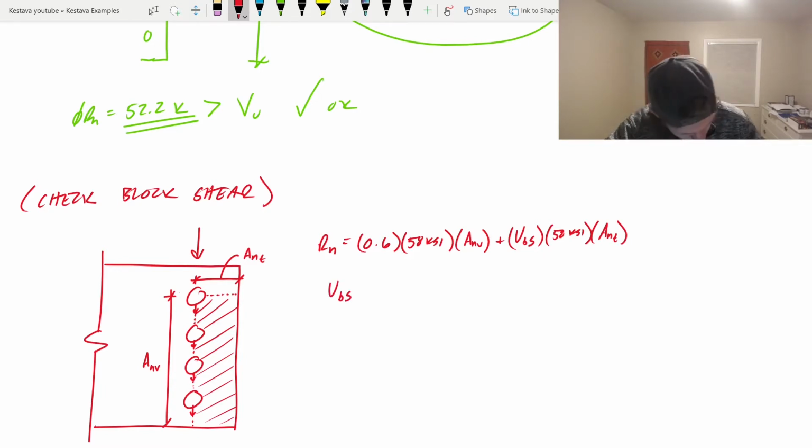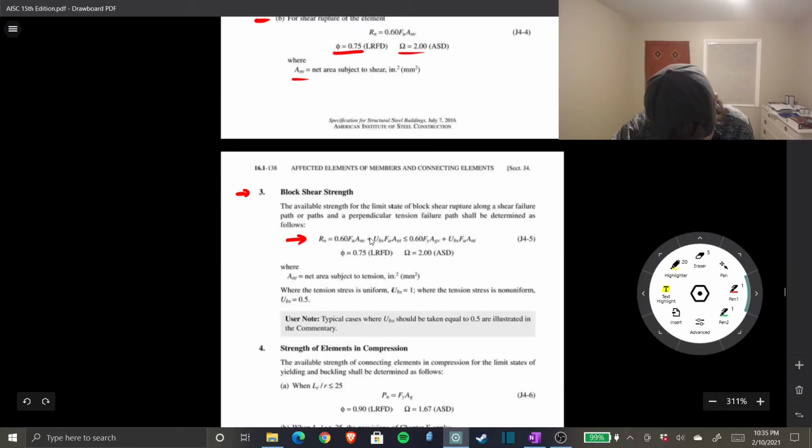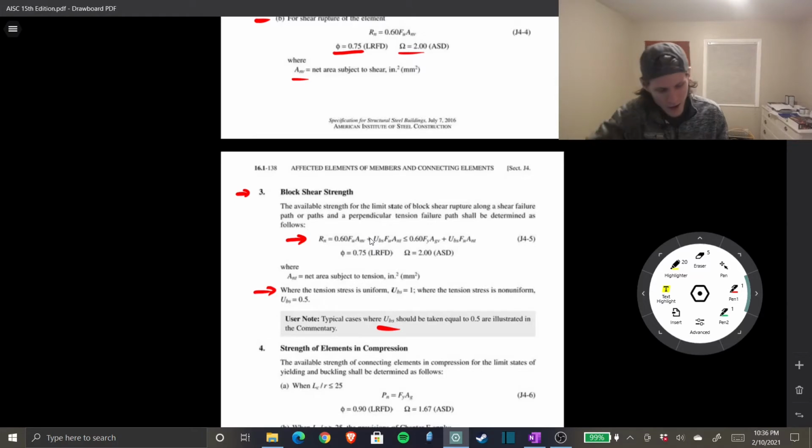U_bs, if we go back to the steel manual, is actually talked about right here. Where the tension stress is uniform, U_bs equals 1. Where the tension stress is non-uniform, U_bs equals 0.5. In the user note, they say typical cases where U_bs should be taken equal to 0.5 are illustrated in the commentary, so there are sections back in the commentary where you can check that out.